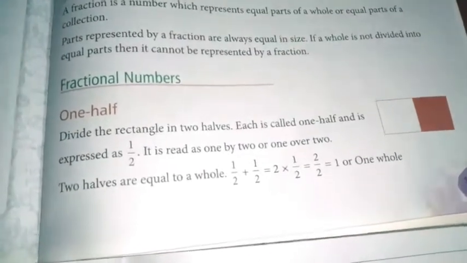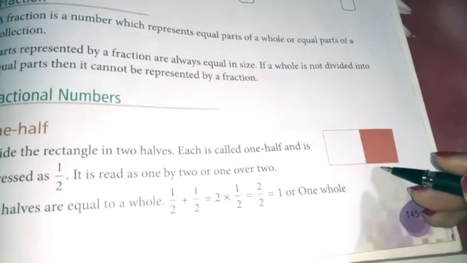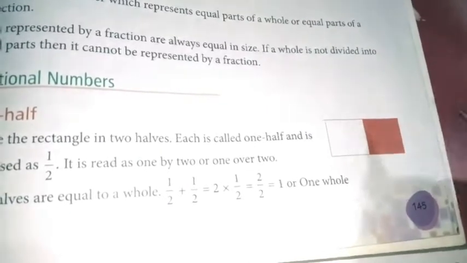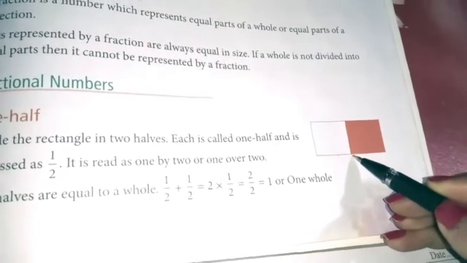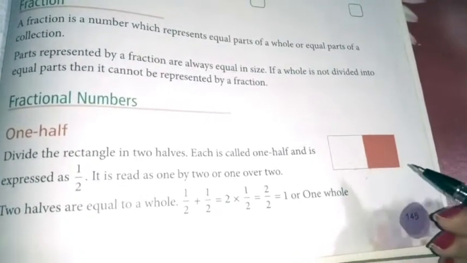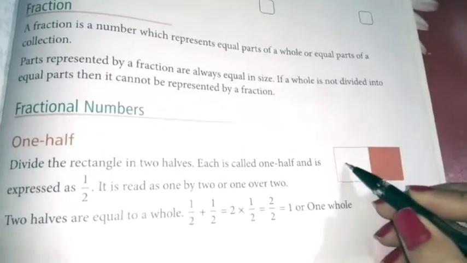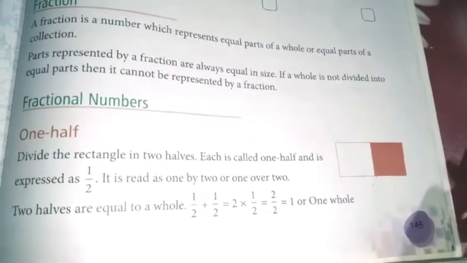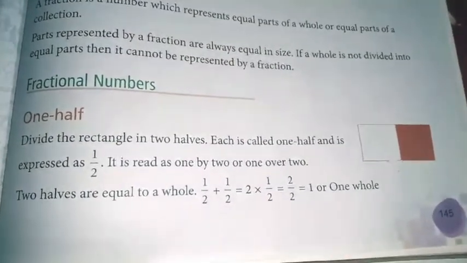1/2. See, look at the figure over here. This is a rectangle and the rectangle is divided into two halves, 1 and 2. When you put a line in the center of a rectangle, it is divided into two equal parts. Now each is called 1/2. This is 1/2, this is another half. So this fraction is represented as 1/2. This is also represented as 1 by 2.